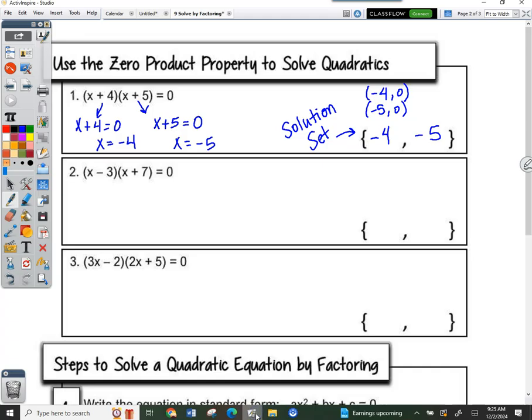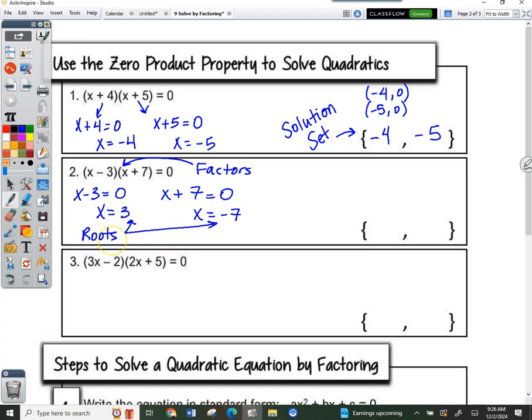What are the factors? The factors are x minus 3, x plus 7. I need you to know the vocab. These are called factors. We pull them out and we set it equal to 0. So this is 3 and this is -7. And then these are called roots, solutions, x-intercepts, or zeros.